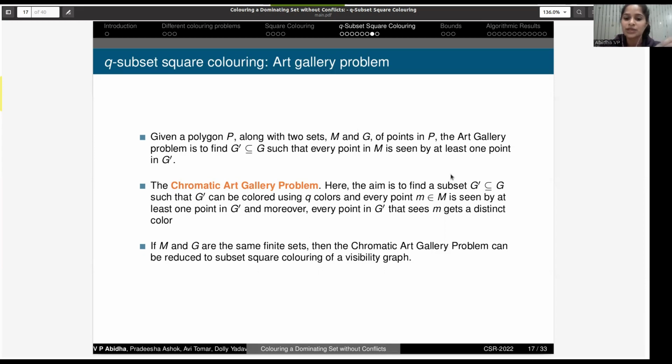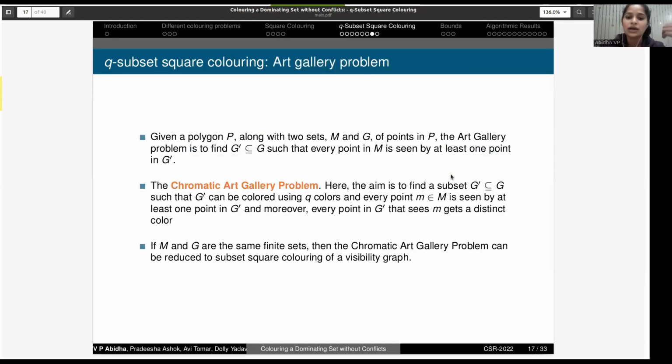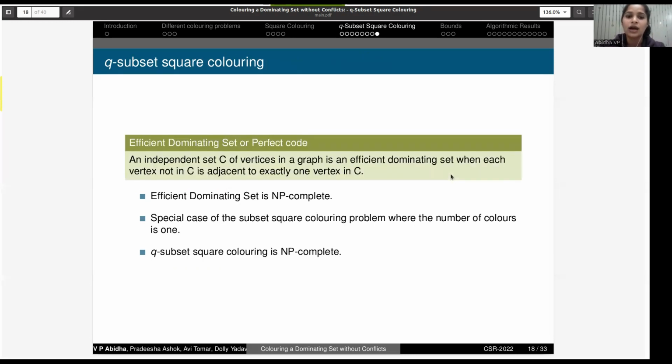the chromatic art gallery problem can be reduced to Q subset square coloring of a visibility graph. So we can use the Q subset square coloring problem for applications in robotics. Another motivation for studying Q subset square coloring is that many graphs tend to use a much smaller number of colors for Q subset square coloring when compared to the square coloring problem.